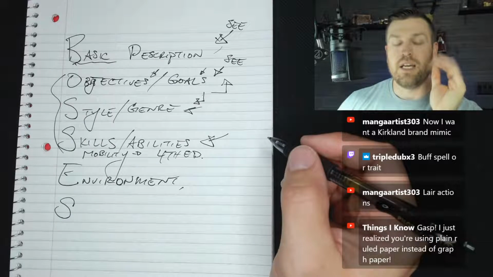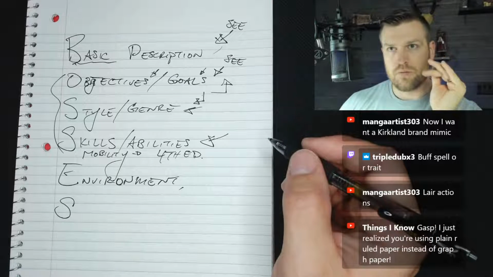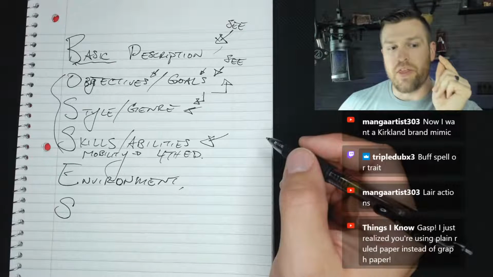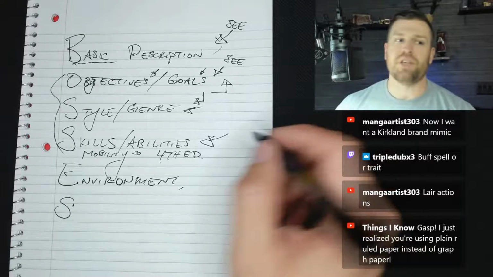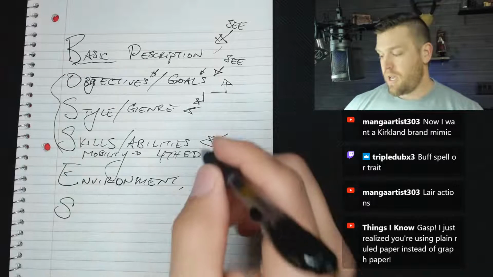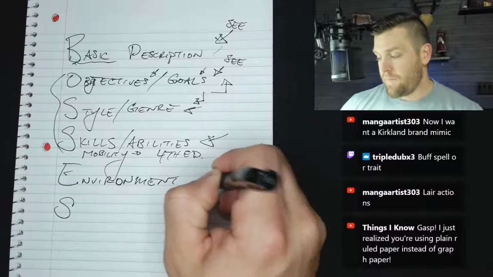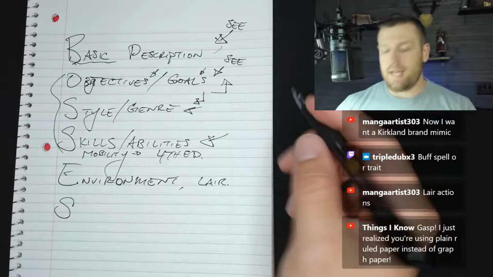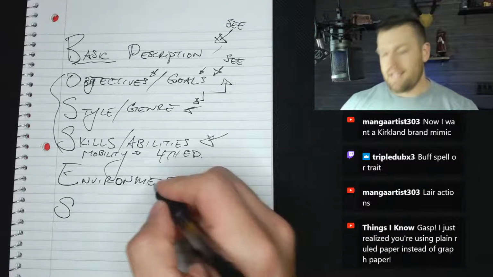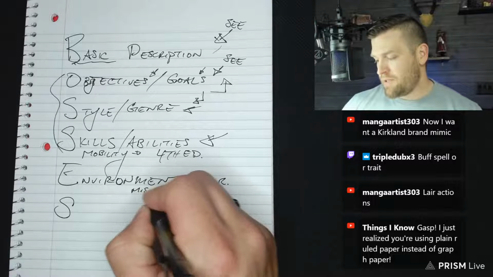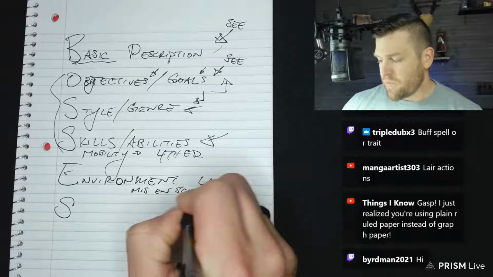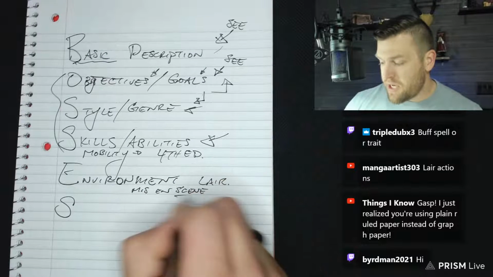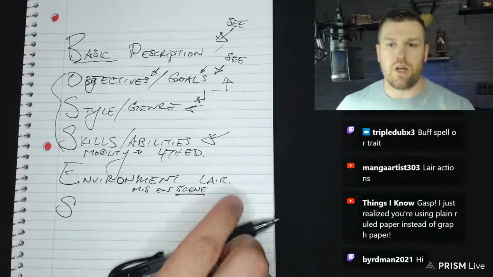This is crucial. Absolutely crucial. And this is where manga on YouTube is absolutely on point. Because the lair. Use your environment to tell the story. It's called mise en scene. That's using the scenery to tell the story. Okay?